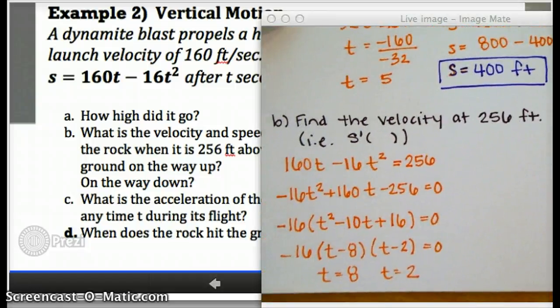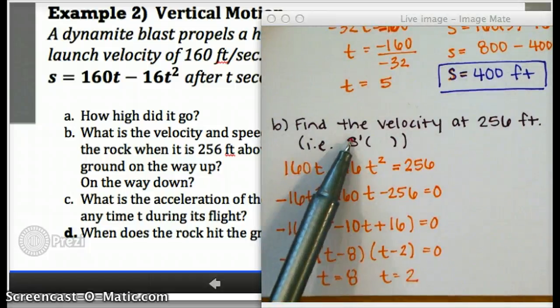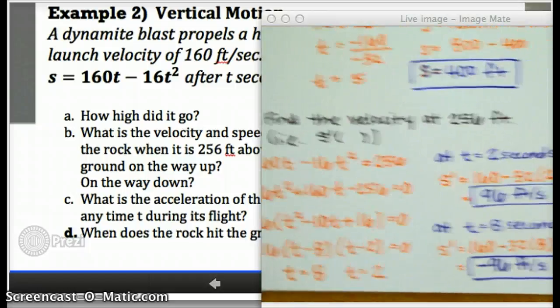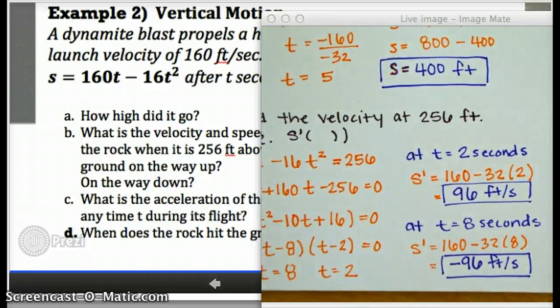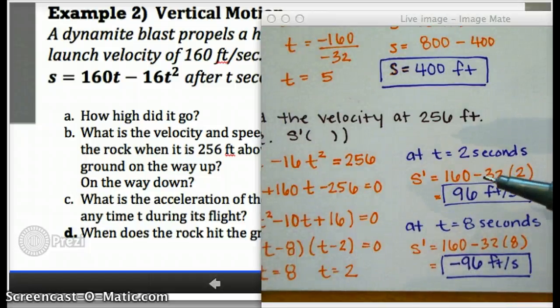So again, the question's asking me for the velocity, which means I'm going to plug each of these times into the first derivative function. The work looks like this, and what you notice is actually the speed is the same. On your way up and your way down, the speed of the object is 96 feet per second, but the velocity is different, and it's different just because one's positive and the other's negative, which means the direction the rock is traveling is different. And that makes sense. It's supposed to be going up here and going down here.